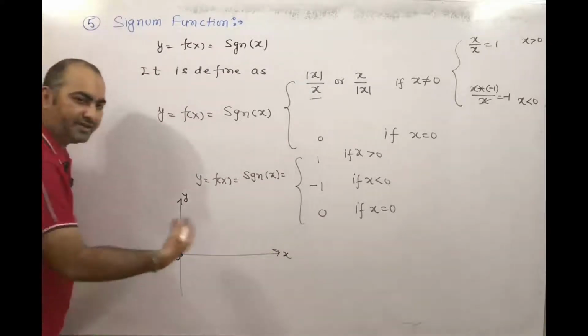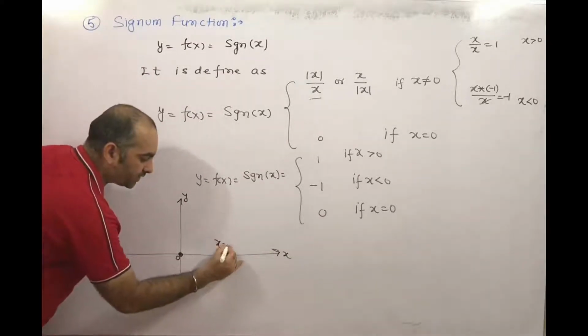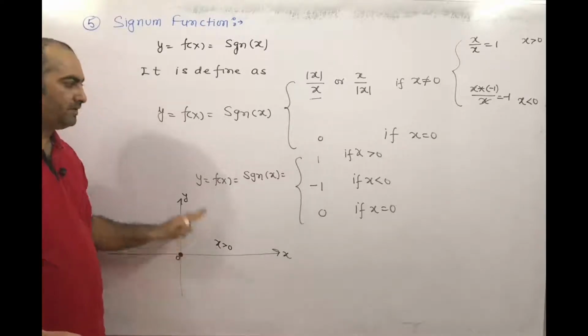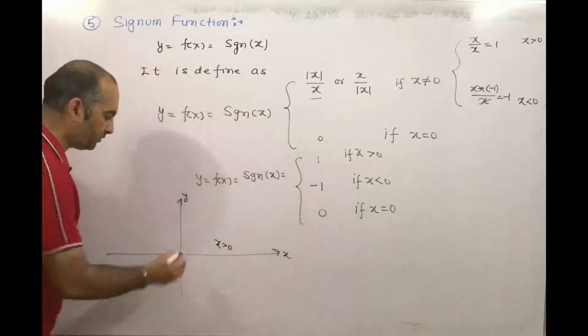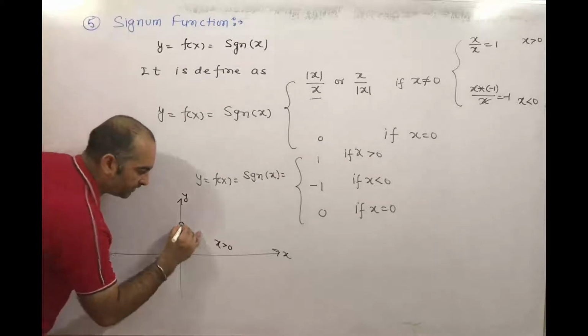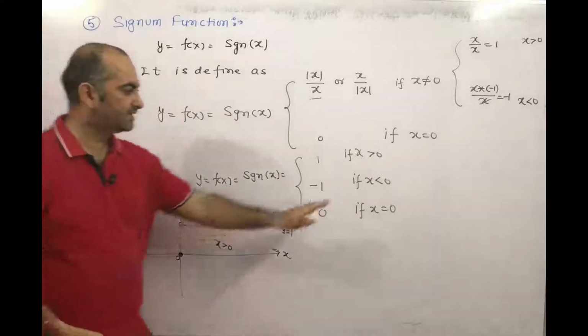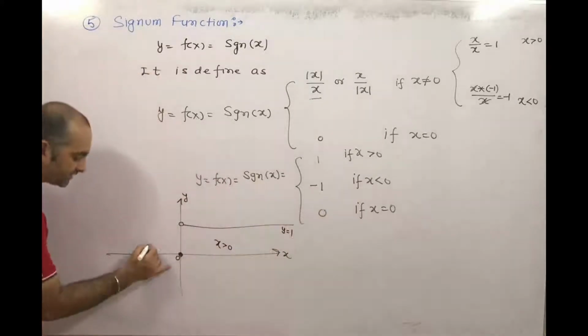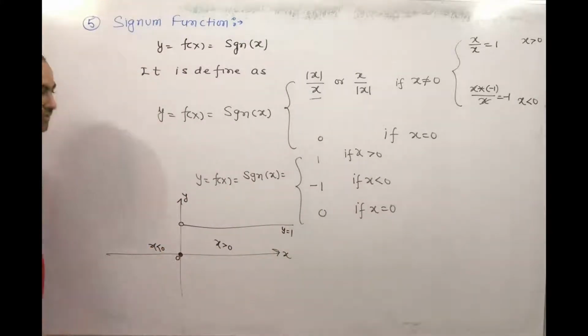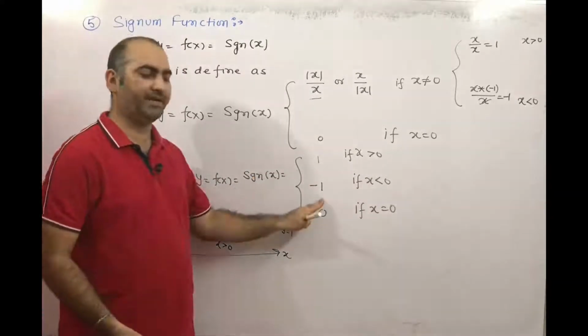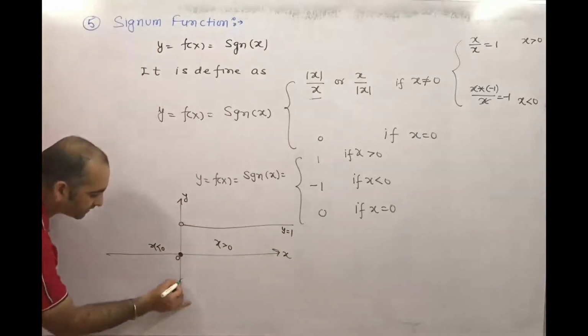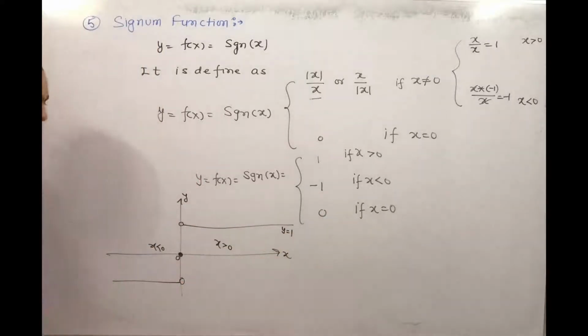Now right hand side, x is greater than 0. If x is greater than 0, the y value will be 1. So from here it will come 1, so this is y equal to 1. Now if x is less than 0, that means in left hand side, what is the y value? Y value is minus 1. So here minus 1 will come. So this is your Signum function.